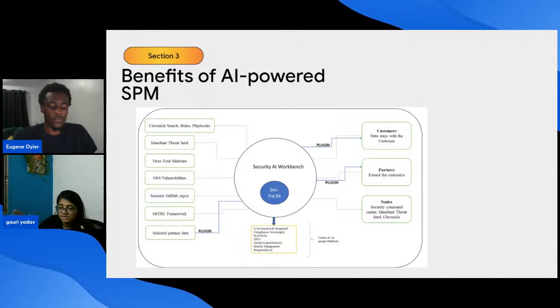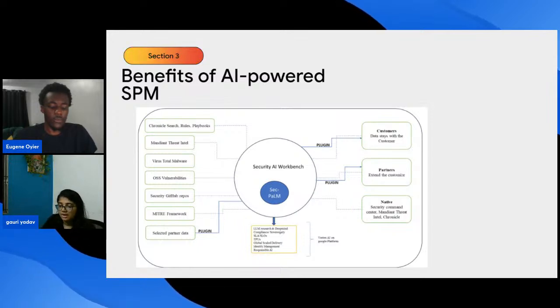So this is the workbench. This is provided by Google itself, showing how their security posture management works. You have playbooks, threats, malware, OSS vulnerabilities, GitHub repos, and different kinds of frameworks that can be put together and plugged in using a plugin, of course. Then your security threat management scans everything, and only then does it perform the further steps.